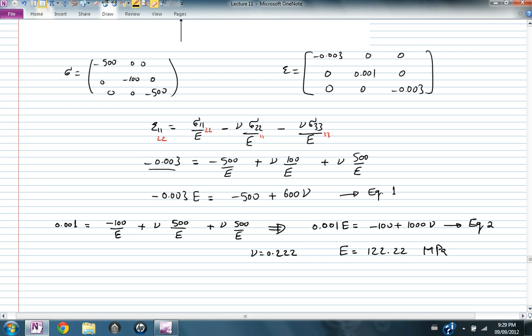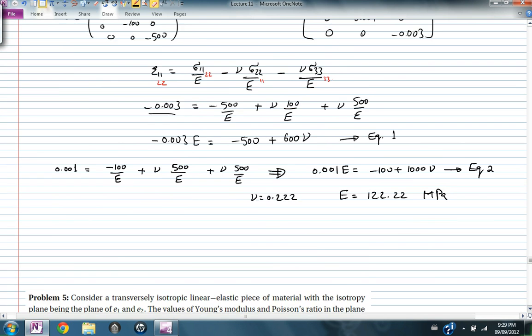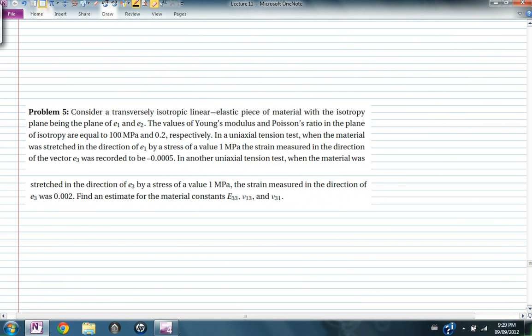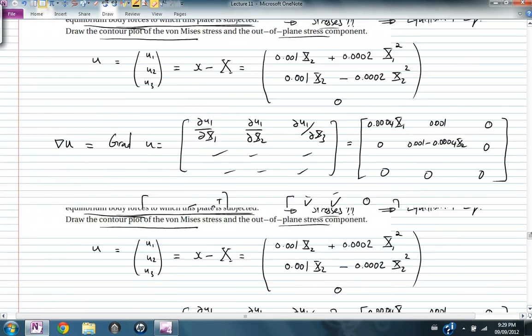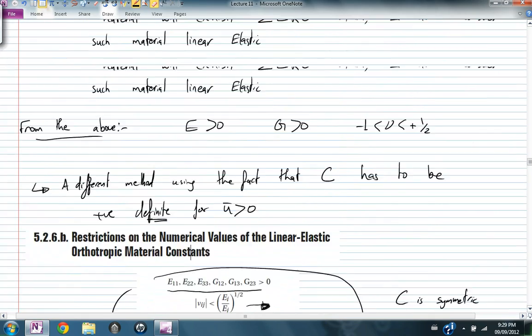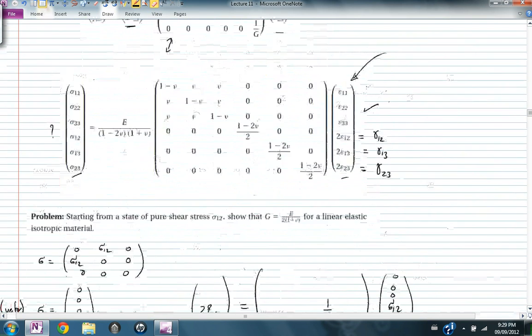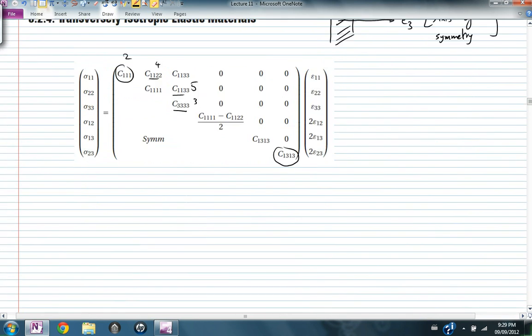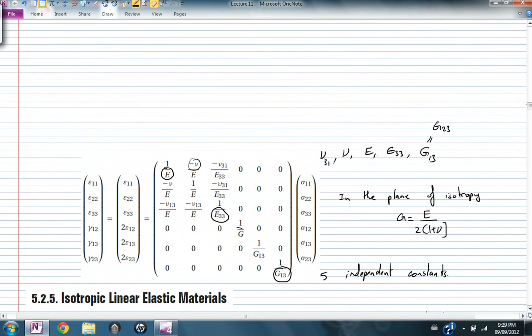In the next problem, we have a transversely isotropic linear elastic piece of material, with the isotropy plane being the plane of E1 and E2. So let's visit the relationship between the stress and the strain in a transversely isotropic material. In a transversely isotropic material, the relationship between the stress and the strain is given by this 6x6 matrix. And the unknowns, or the material constants, are given by those.